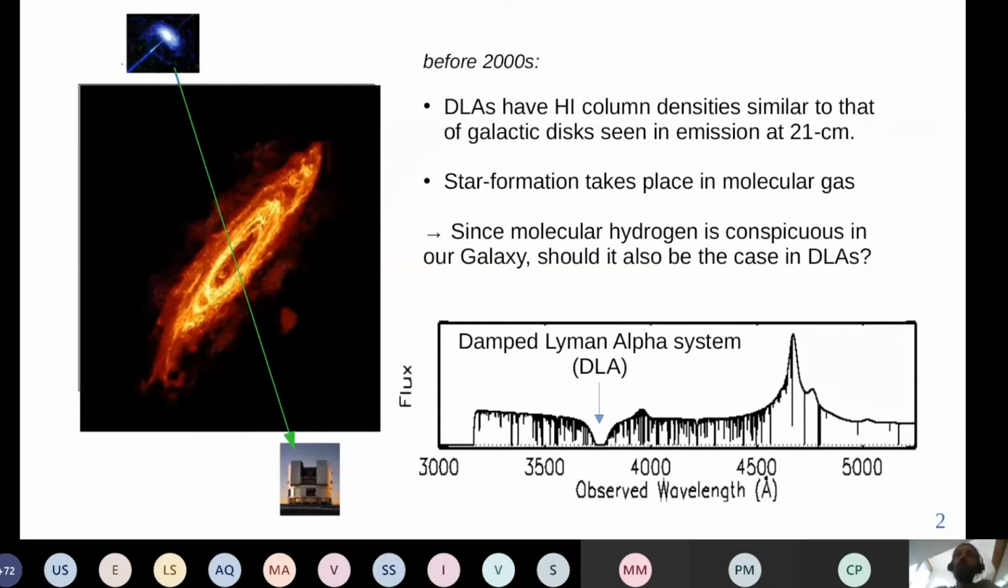The motivations before UVES started were based on two main observations. First, these DLAs, the strong absorptions that we see in quasar spectra, as you can see in the figure on the bottom right, have H I column densities which are very similar to those of galactic disks, as we could see at that time at 21 centimeter. And then the other observation, that we all know, is that star formation takes place in molecular gas. And since molecular hydrogen is found in our galaxy, should it also be the case in DLAs? These are really from galactic disks.